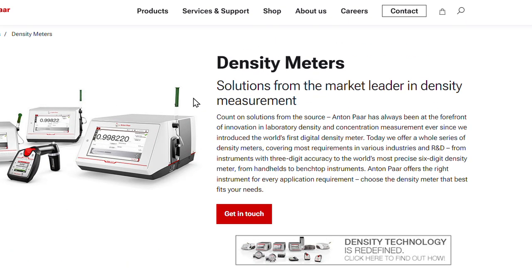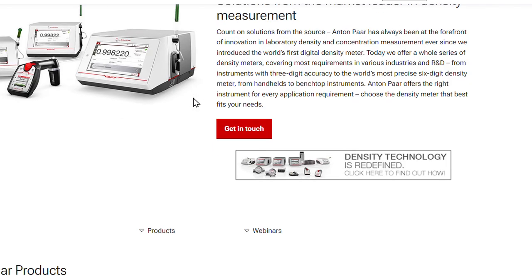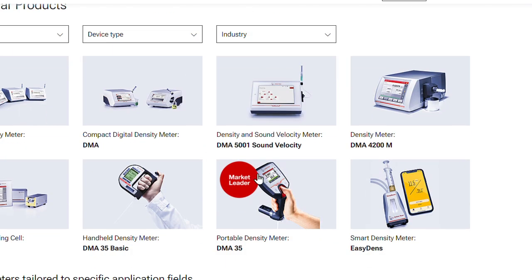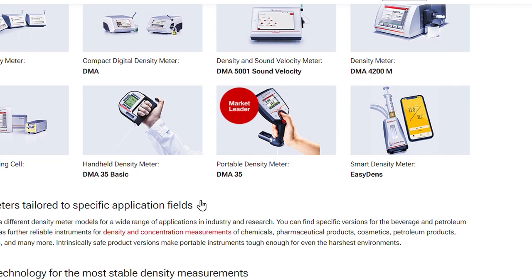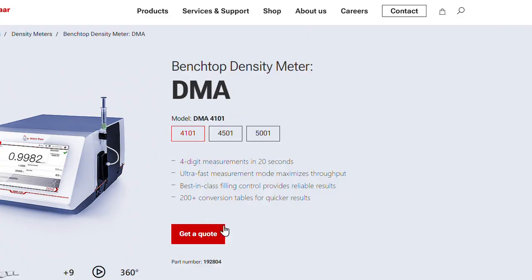This is Anton Paar's website, a company which sells density meters, and this is an example of all the types of density meter which they sell. If you go to any particular type of density meter, they also give their special features.